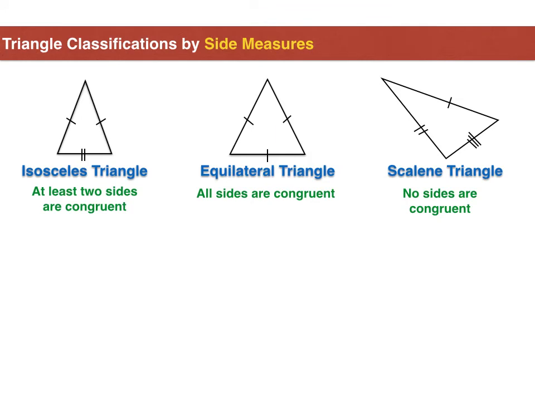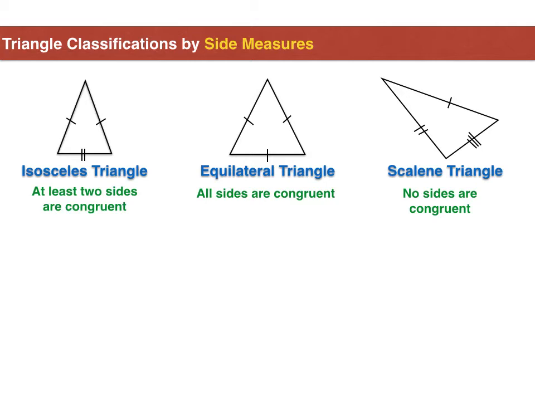This is how we classify triangles by their sides. We have three classifications. Number one, isosceles, where at least two sides are congruent. Equilateral, where all sides are congruent. And scalene, where no sides are congruent.